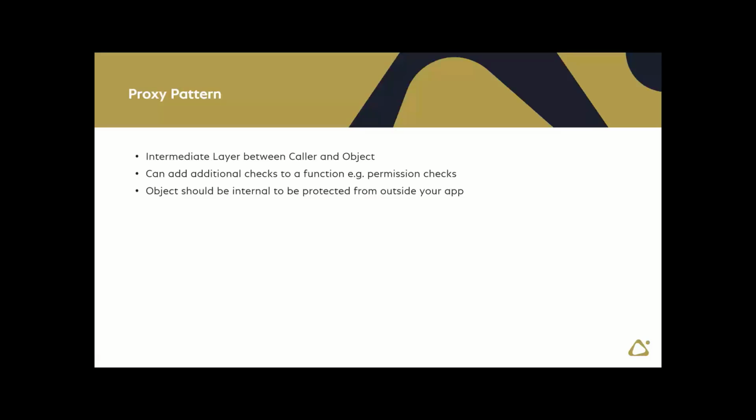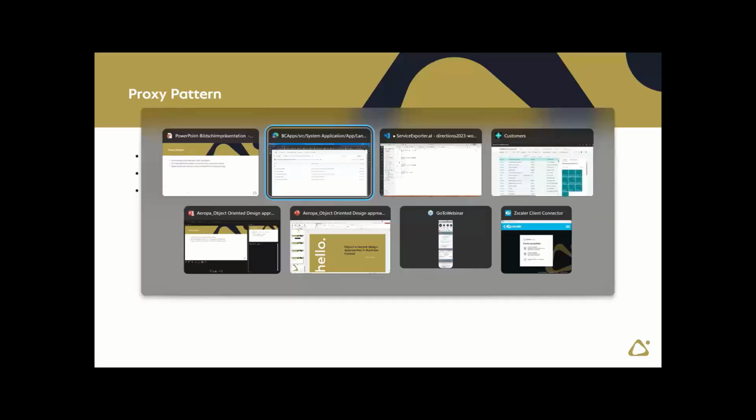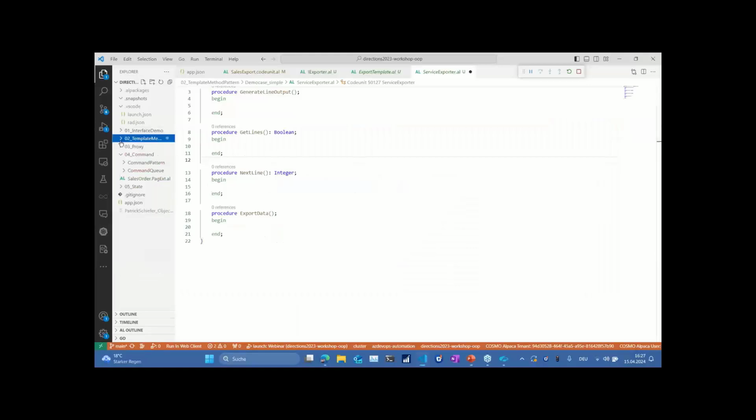Also very similar is the proxy pattern. A proxy is an intermediate layer between a caller and an object, and it can add additional checks. For example, you might know an internet proxy. If you want to access a site and you have a proxy in between, the proxy is checking if you are allowed to call this site or if there are any additional security things to check. So similar to that, you can implement a proxy inside of Business Central in AL for every code unit. It's a very simple pattern.